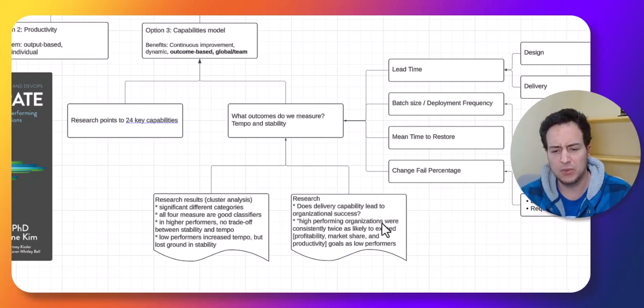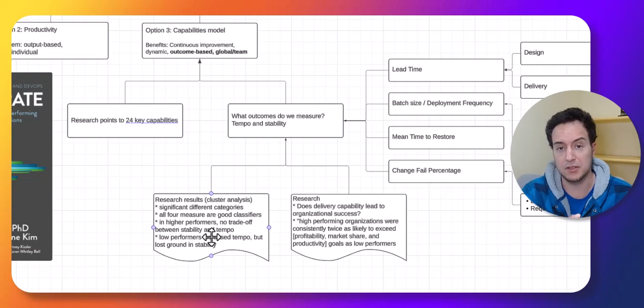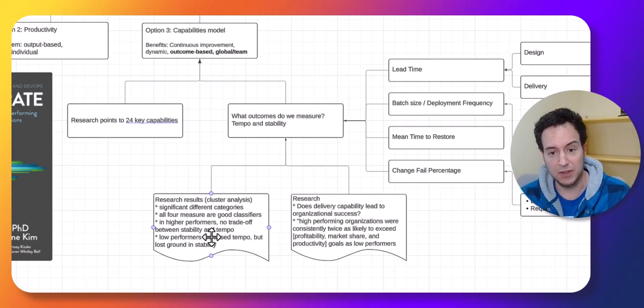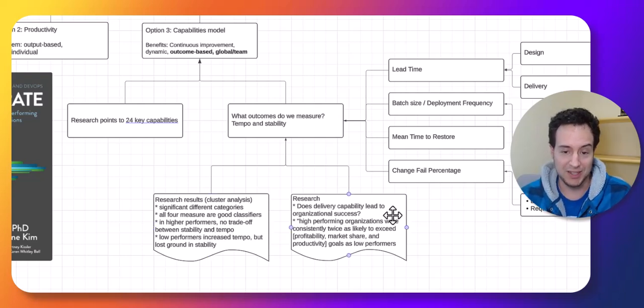So this just allowed them to classify the different organizations. But then they asked, does it make a difference for organizational success? Does delivery capability lead to organizational success? And here's what they found. High-performing organizations were consistently twice as likely to exceed profitability, market share, and productivity goals as low performers. So it wasn't just a benefit to the engineering part of the organization, but a benefit to the organization as a whole.